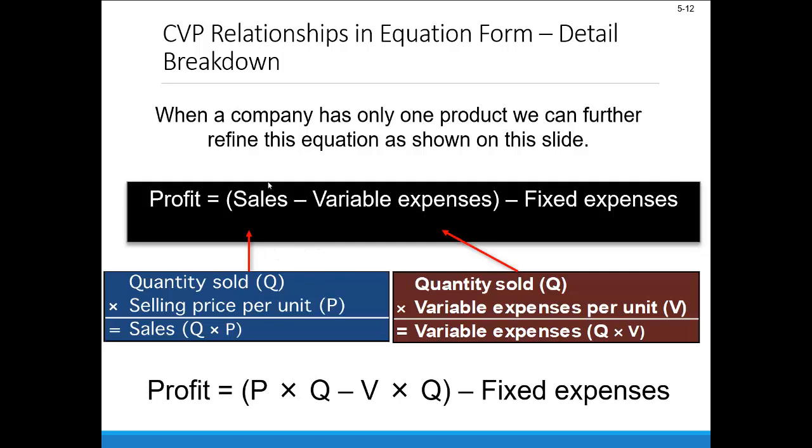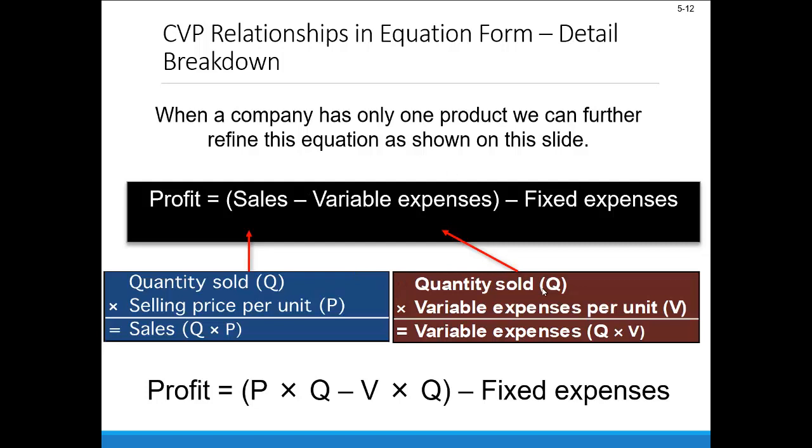What I mean there is we can take sales, and this was implied to be total sales, and break that out into a quantity sold times selling price per unit, Q times P. That's just total sales. I can do the same thing with variable expenses in total.